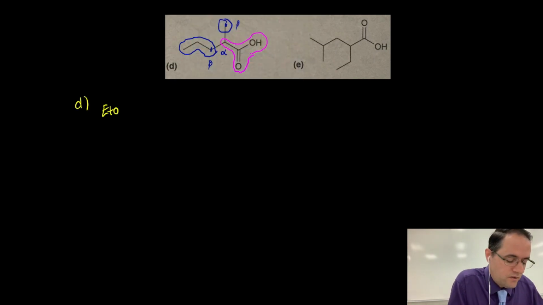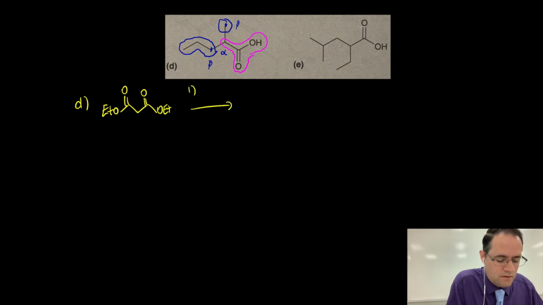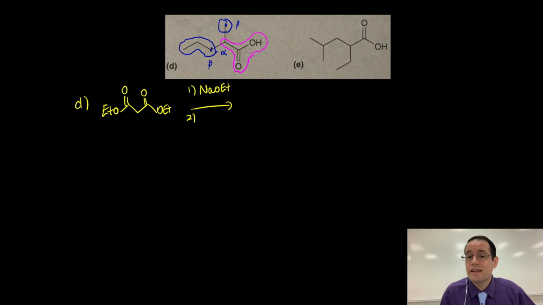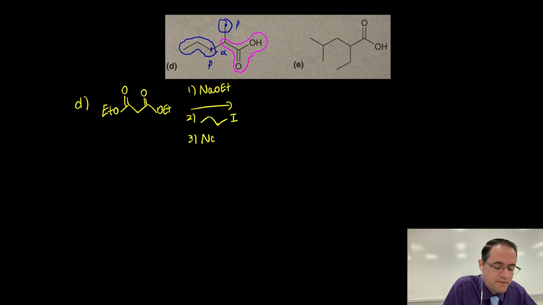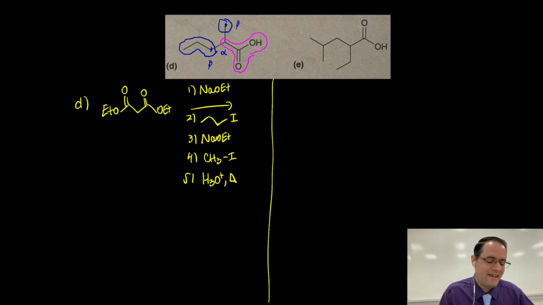So let's do the synthesis here. We would start with diethyl malonate as usual, and sodium ethoxide would be the strong enough base to do this. Then we would add, which alkyl halide would you add? Would you add the propyl bromide or the methyl iodide? It doesn't matter, it's up to you. Either would work. So let's add the propyl bromide or propyl iodide first. Then we'll do sodium ethoxide. Then we'll add methyl iodide. And then we'll add H3O plus and heat. And that'll give us the target molecule.